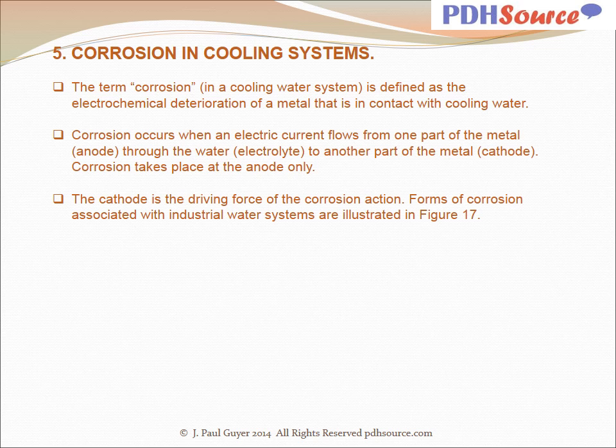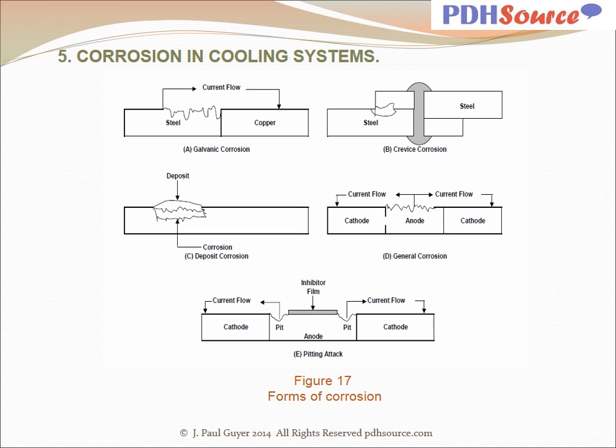Forms of corrosion associated with industrial water systems are illustrated in Figure 17. Figure 17, forms of corrosion, are indicated on this slide: galvanic corrosion, crevice, deposit, general corrosion, and pitting attack.